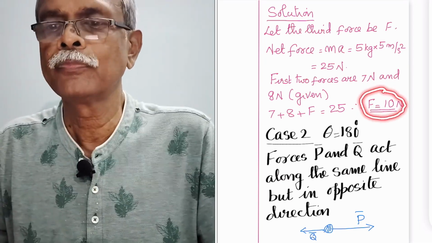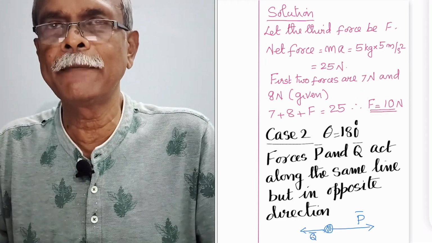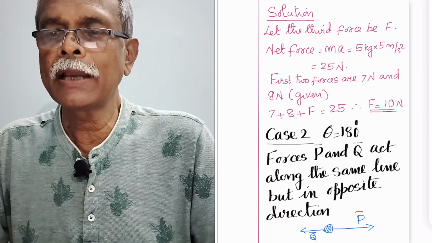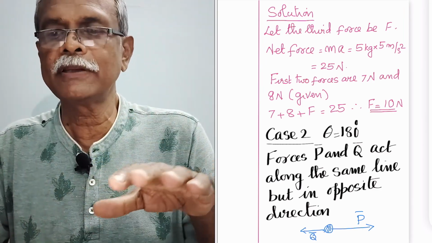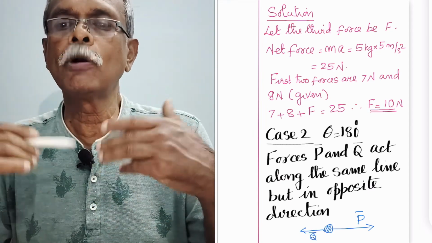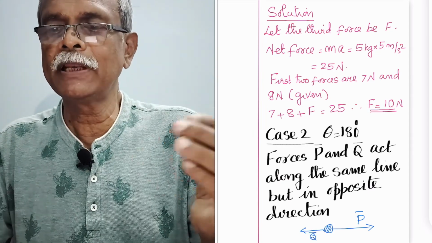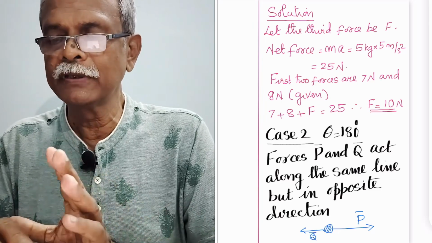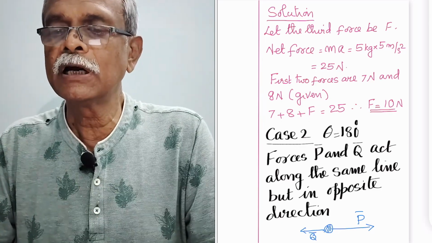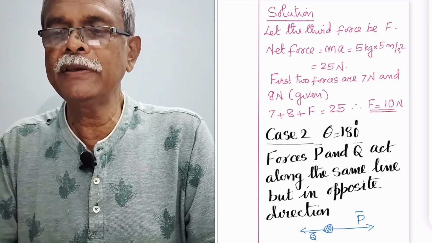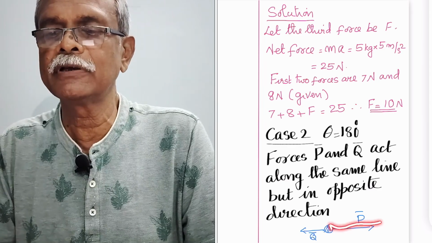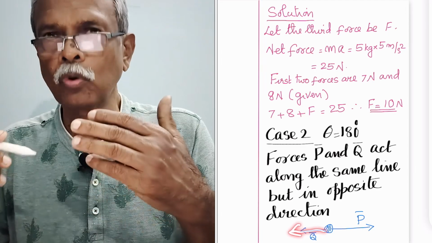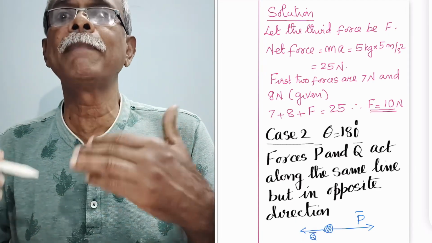Case 2. Theta equal to 180 degrees. Forces P and Q act along the same line, that is they are collinear, but in the opposite direction. P is acting towards right, Q is acting towards left. These two are in opposite directions. Therefore, they are collinear, but they are anti-parallel.